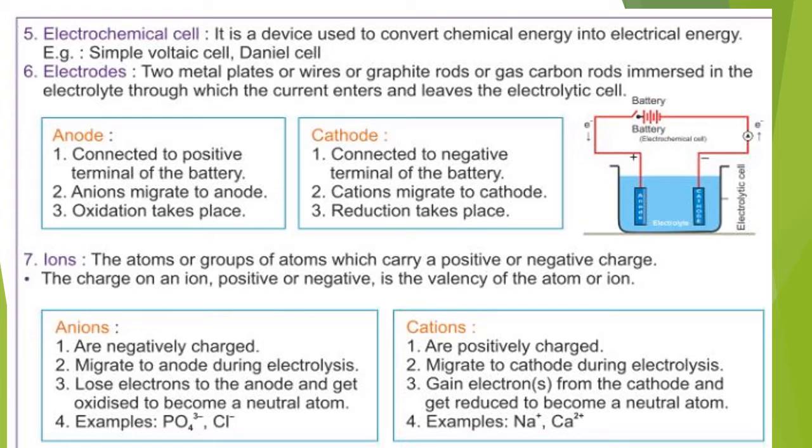Next topic that we have to understand is anions. In order to get greater clarity, we should know what exactly ions are. The atoms or groups of atoms which carry a positive or negative charge are referred to as ions. The charge on an ion, positive or negative, is the valency of the atom or ion. Anions are negatively charged. They migrate to the anode during electrolysis, lose electrons to the anode, and get oxidized to become a neutral atom, for example PO4 3- and Cl-. Likewise, cations, on the contrary, are positively charged and migrate to the cathode during electrolysis, gain electrons from the cathode and get reduced to become a neutral atom. Examples are Na+ and Ca2+.